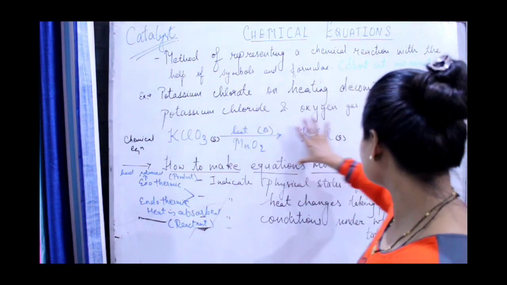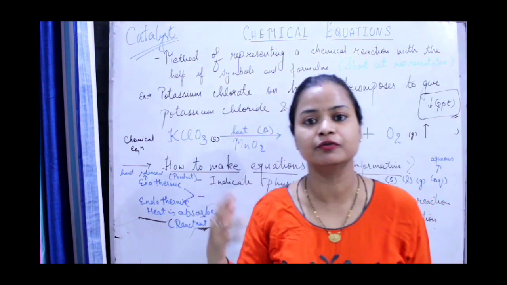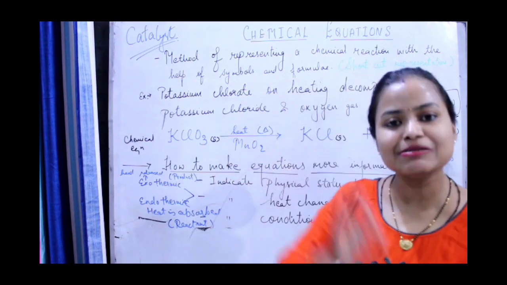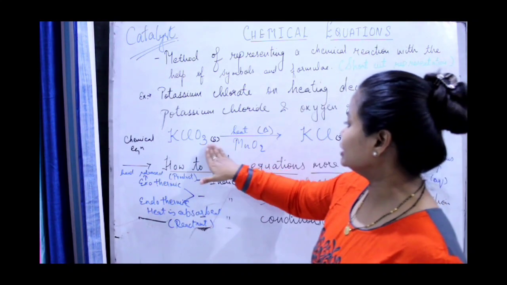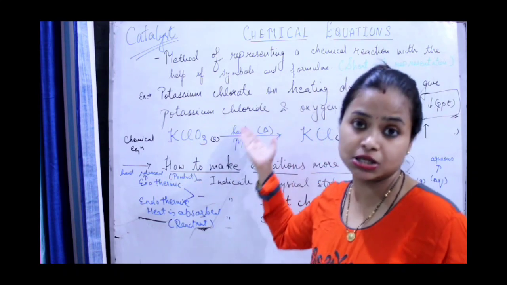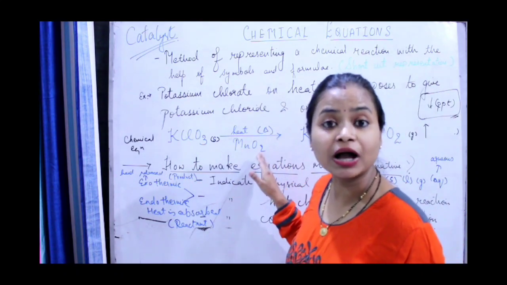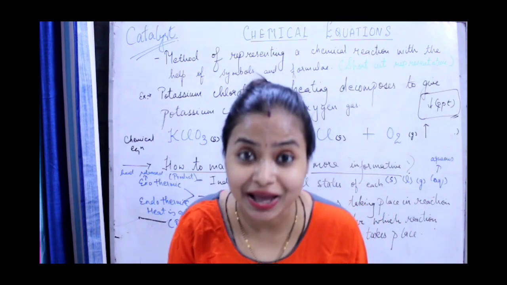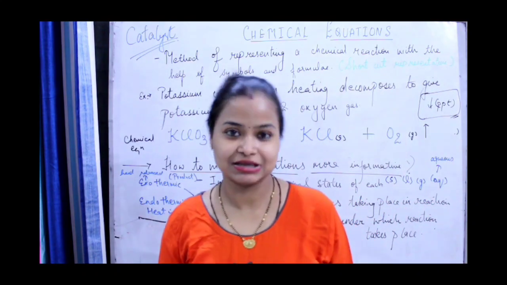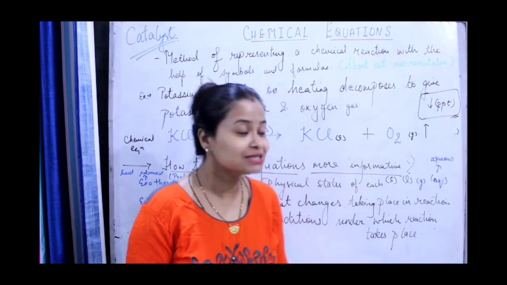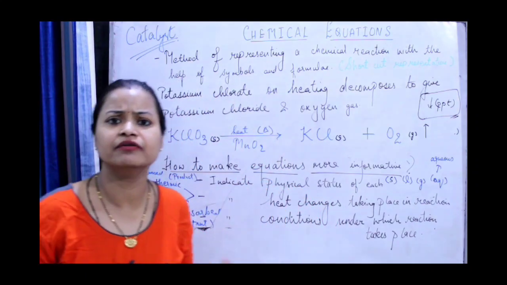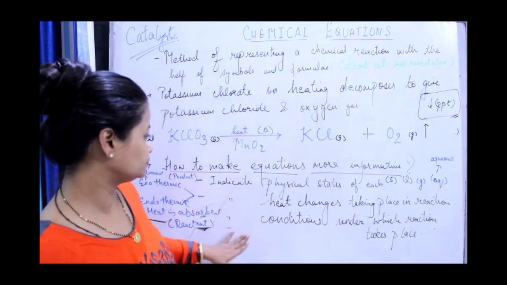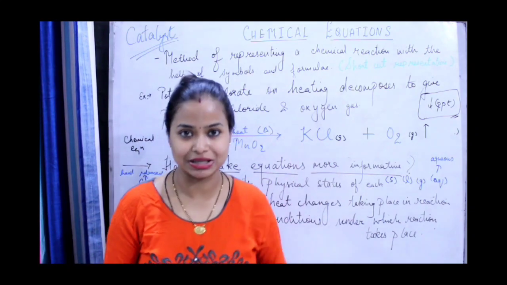So now this equation has become completely informative. Now by looking at this equation, you can simply say that when solid potassium chlorate is heated in presence of a catalyst manganese dioxide, it will give what? Potassium chloride and oxygen gas. Okay, so this is one of the examples. There are several examples. You will see many such examples. Fine. Just go through it once again.